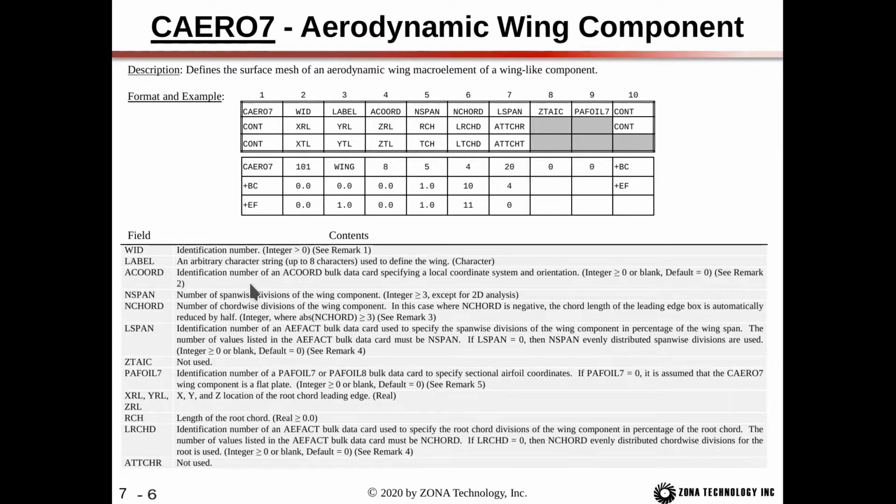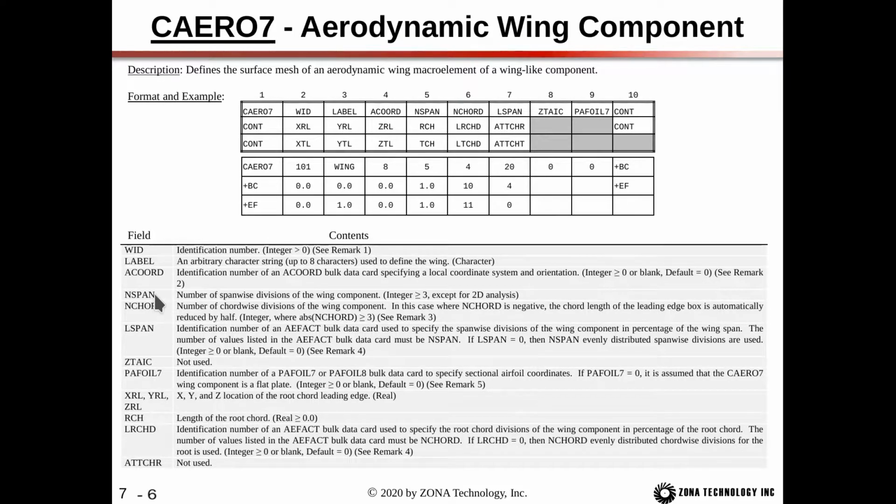The ACORD field refers to an ACORD bulk data card to specify a local coordinate system. If you do make use of this field, then all of the coordinates listed in the AEROZ will be in this local coordinate system. NSPAN is the number of span-wise divisions of the wing component. Note the difference from the aerodynamic module of MSC Nastran: NSPAN and NCHORD in Nastran are the number of boxes, whereas in ZAERO, NSPAN and NCHORD are the number of divisions.